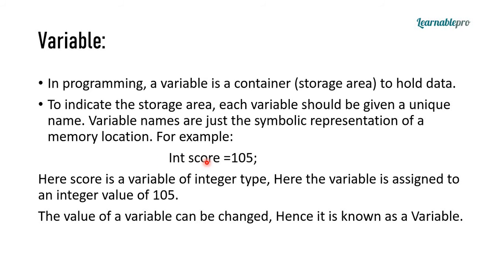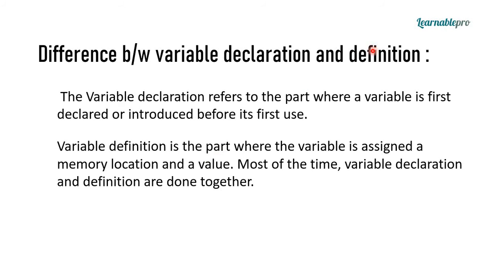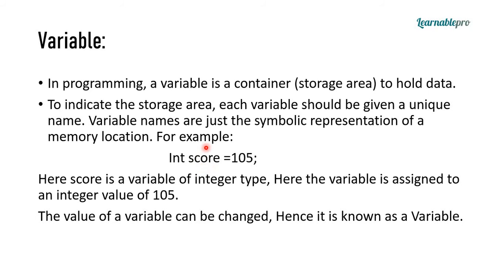Now let's see what is meant by variable definition. Variable definition is the part where a variable is assigned to a memory location and a value. So as you can see here, our variable, that is score, is assigned an integer value, that is 105. So this part is called variable definition, and this is called variable declaration. This is called variable declaration, and score = 105 is called variable definition.